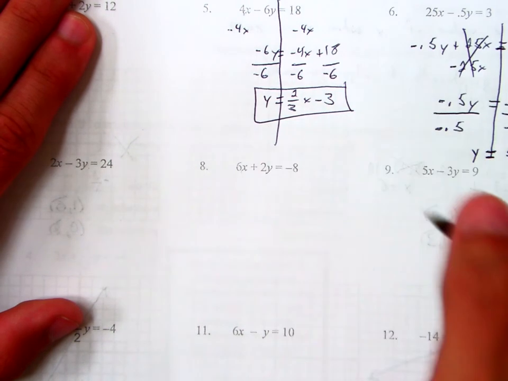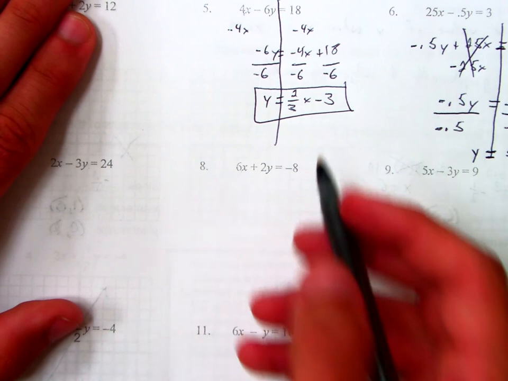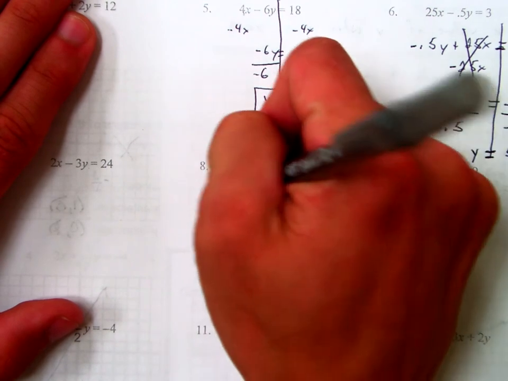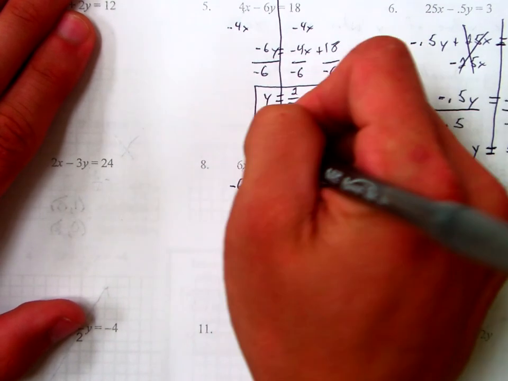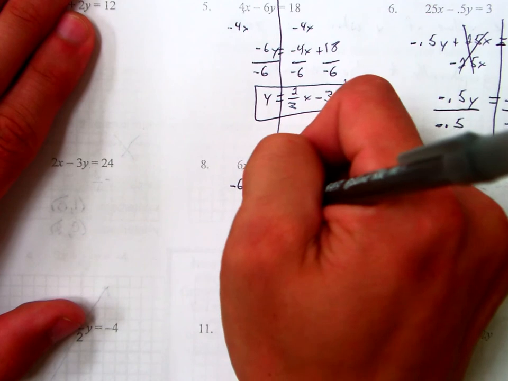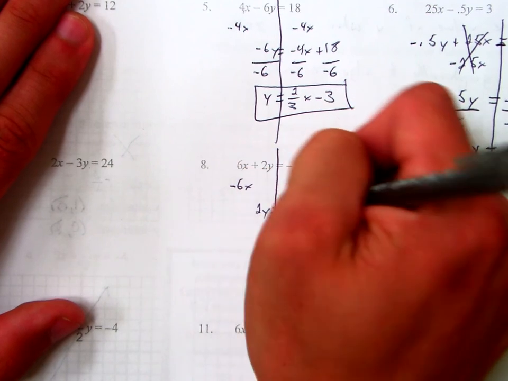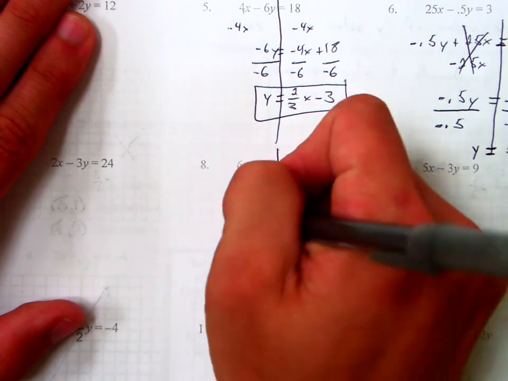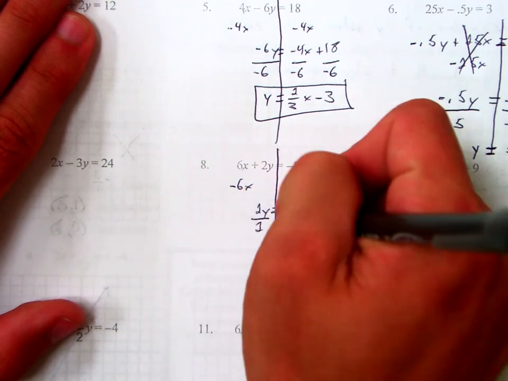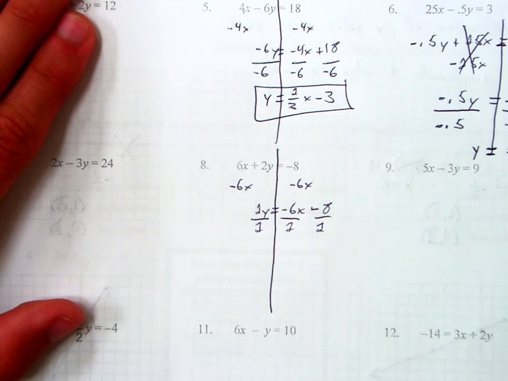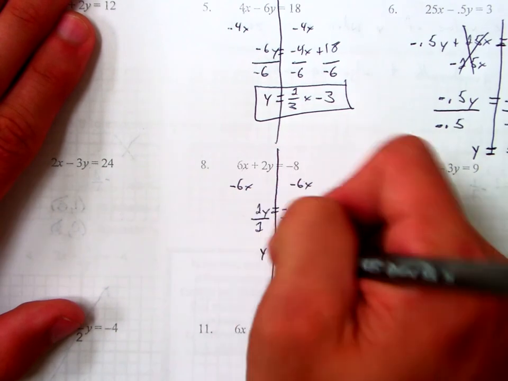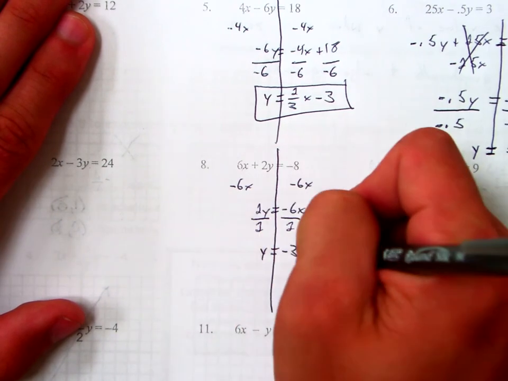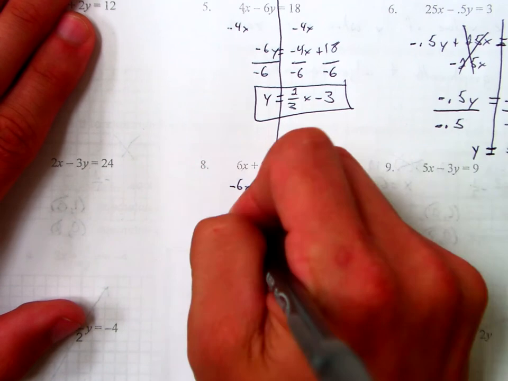So I'm going to start off by getting rid of that 6x that's being added there. So I've got minus 6x, minus 6x. What's left is 2y equals negative 6x minus 8. Going to divide by 2. So now I've got y equals negative 3x minus 4.